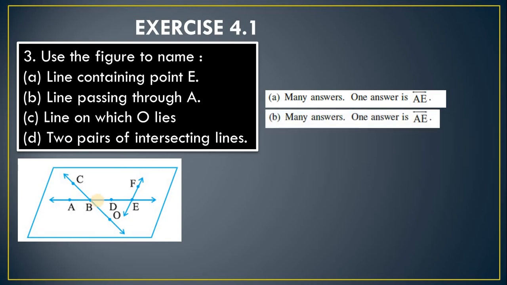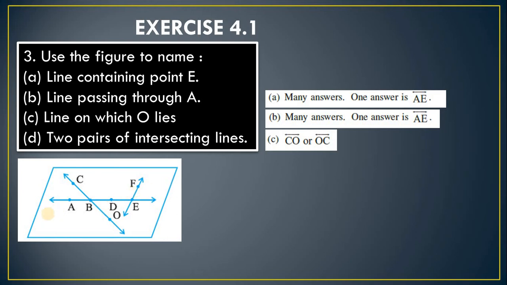One answer is A. Then the line on which O lies. Here O is a point which lies on CO. So on that line CO, or you can say OC, the point O lies. Two pairs of intersecting lines.